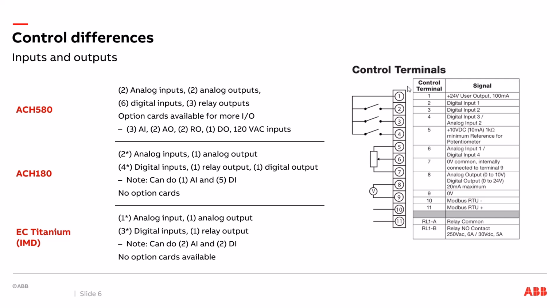And like the 180 though, one of those inputs is flexible, so I can reassign one of them and get myself a second analog input, but I'd have to sacrifice a digital input, so I could do 2 AI and 2 DIs. It really depends on the application, what I/O you need. But unfortunately, like the 180, there's no option cards I could plug into it to get additional control out of it. So the 180 and the EC Titanium are targeted more for a very basic application, where the 580 can do the basic application and much more above and beyond that.